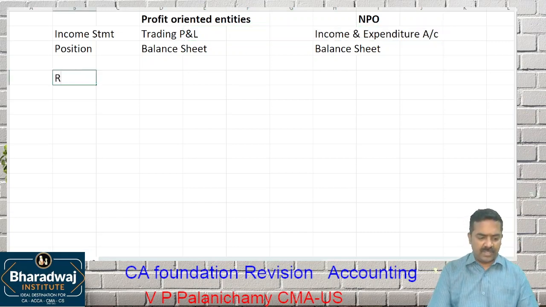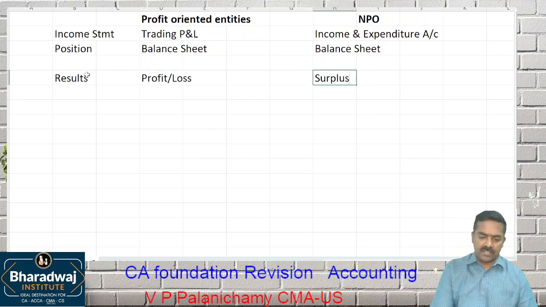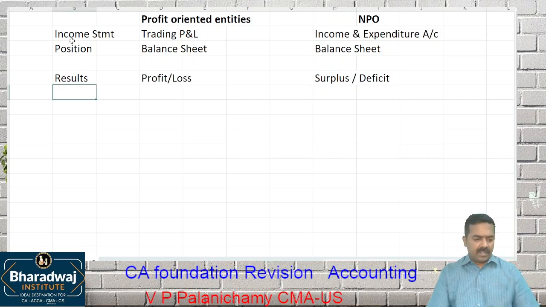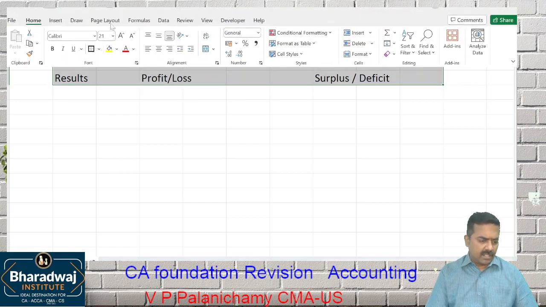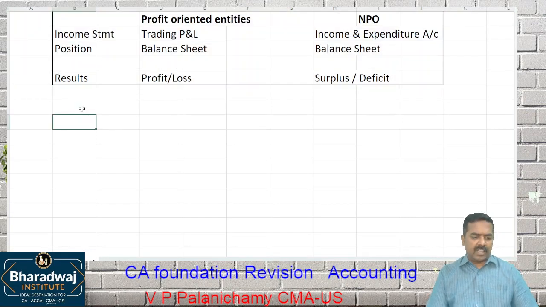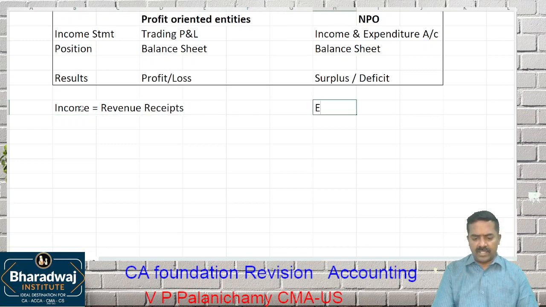The financial result is called profit or loss. In the case of a non-profit organization, it is called surplus or deficit. Since the organizations are not for profit, you have to carefully analyze what the general incomes are, that is nothing but revenue receipts, and what the expenses are, that is revenue expenditure.